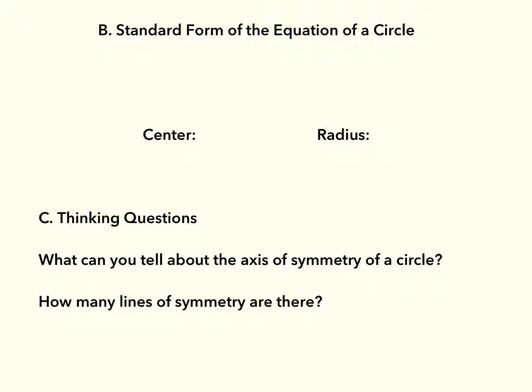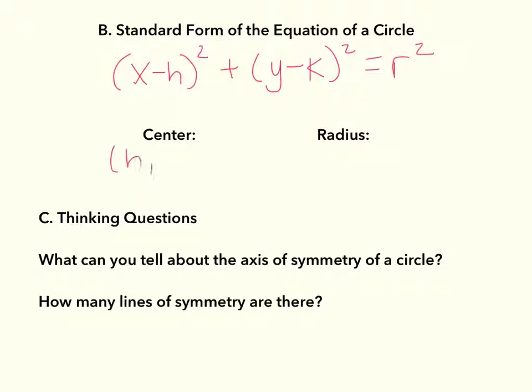Now the standard form of the equation of a circle is going to be x minus h squared plus y minus k squared equals r squared, where your center is (h, k) and your radius is just r. And remember here that when you're looking at an equation like this, you're going to change the sign of your h and your k. When we were working with the parabola, we only changed one, but with the circle, you're going to change both signs.